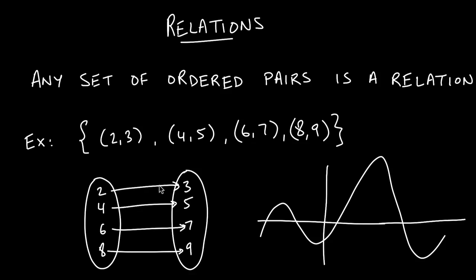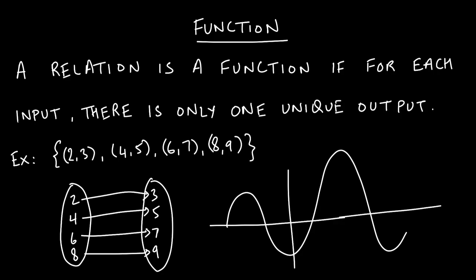Now, yet another way to represent relations is in the shape of a graph. So you've seen these things before. Maybe you just didn't have the labels for them, but all these things are examples of relations. Now, how is it that a relation becomes a function? Well, if it satisfies one additional condition.